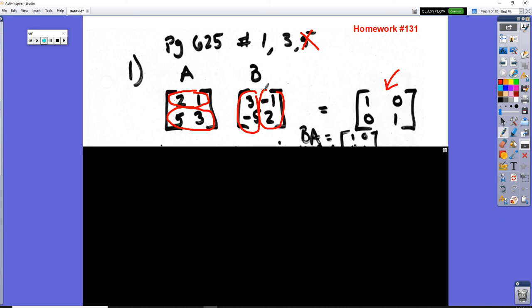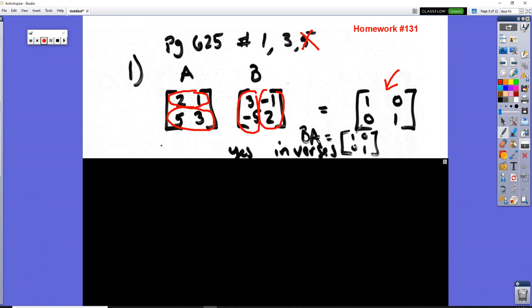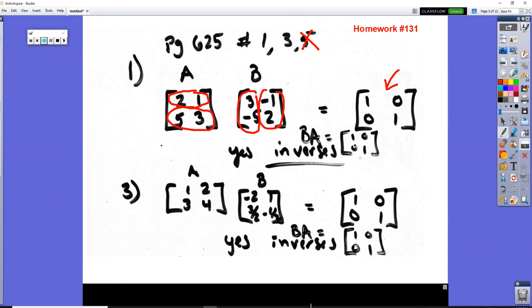And remember, when you do A times B, you are not done. You would then have to reverse the order of this, putting matrix B first, matrix A second, and then multiplying them together again and proving that the answer still turns out to be an identity. If it turns out to be an identity both ways, which it did, that means that A and B were inverses of each other. If any one of these numbers wasn't a 1 or a 0, or if they were 1s and 0s but in the wrong spots, they would not be inverses, but both of these did turn out to be identities, so they are inverses.